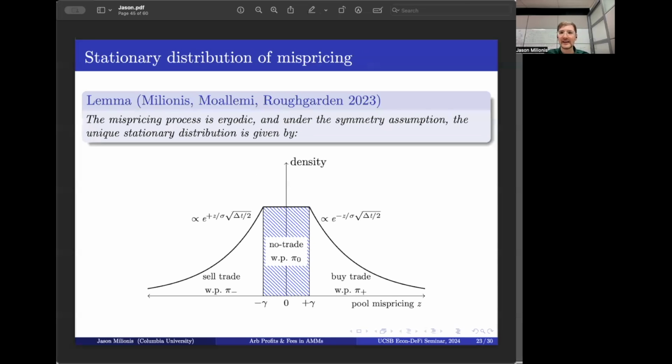One nice thing is that we can actually obtain the stationary distribution of this mispricing process that I showed you before under the Poisson process. And specifically, the unique stationary distribution is given by a density that you see there. What this shows you is that it's going to have exponentially dropping tails outside of the fee boundary, outside of the fee range minus gamma, gamma. And within the fee range, it's going to have a uniform probability of being anywhere in that range. So that's what the stationary distribution of mispricing is going to be in our model.